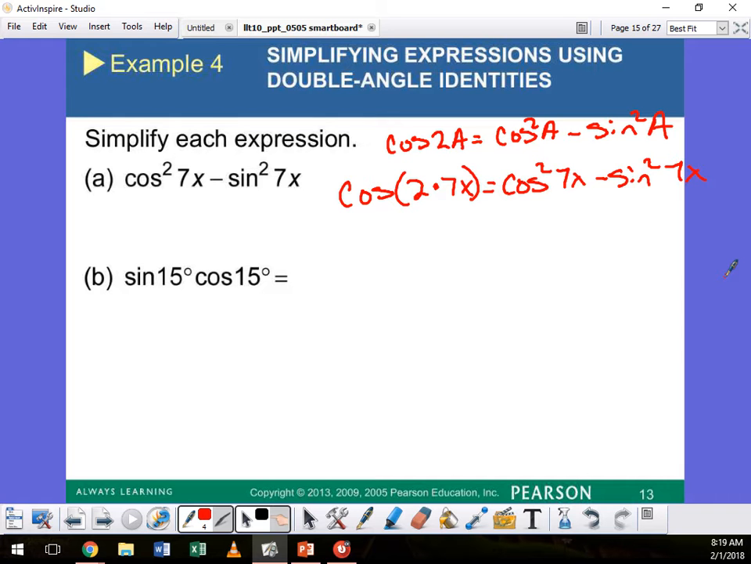This is my formula, right? I have identified my a. My a went over here. And so now I'm going to be able to simplify all of this over here on the right-hand side, which I have here, to be cosine of 14x. That's it. We're trying to simplify it.